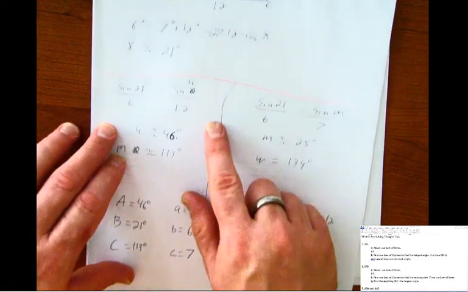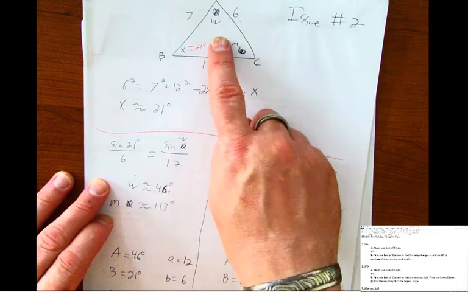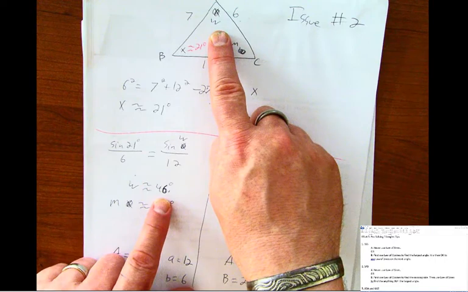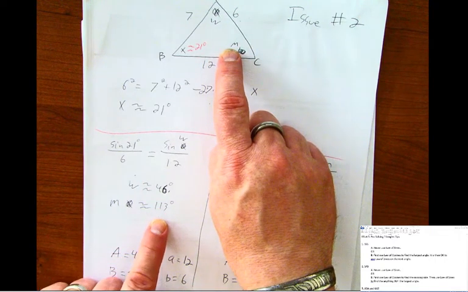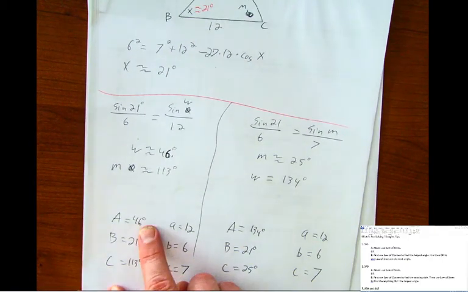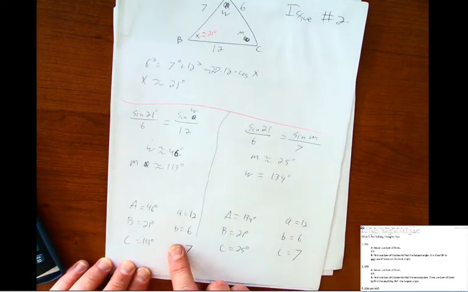In scenario 1, I then used law of sines to find angle W. Angle W worked out to be approximately 46 degrees. By the triangle sum theorem, that means that angle M is 113 degrees. So here I have 46 degrees, 21 degrees, and 113 degrees to match up with the picture.